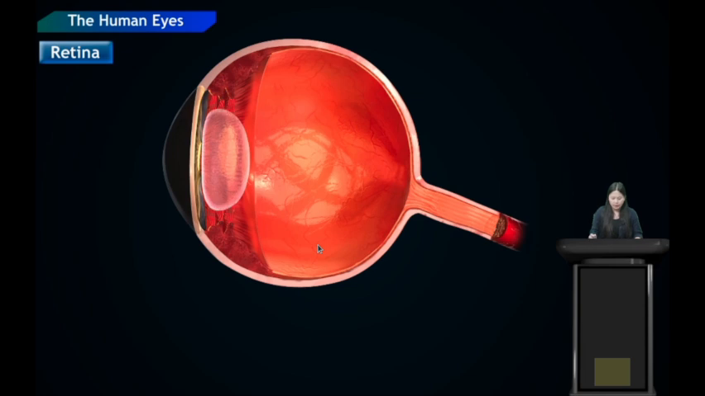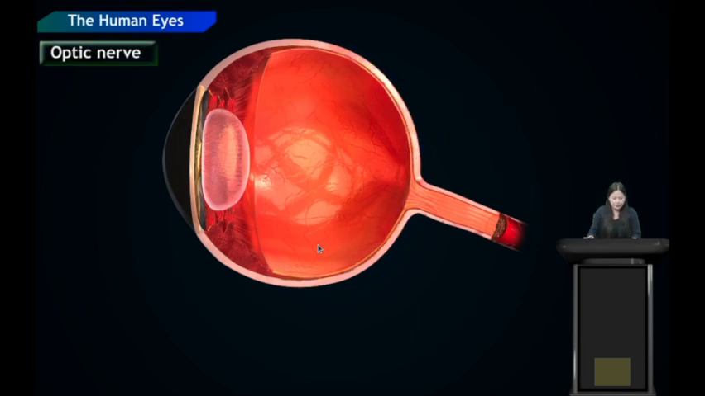The next we have is the retina. The retina is a light sensitive layer of tissue at the back of the eye. Here it is at the back of the eye. An image formed in the eye is located on the retina.